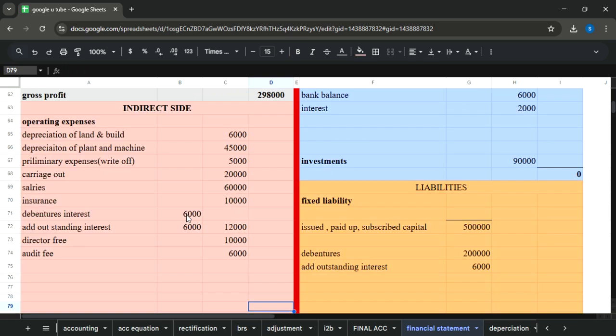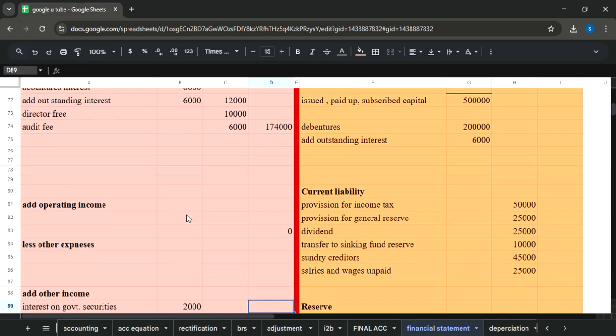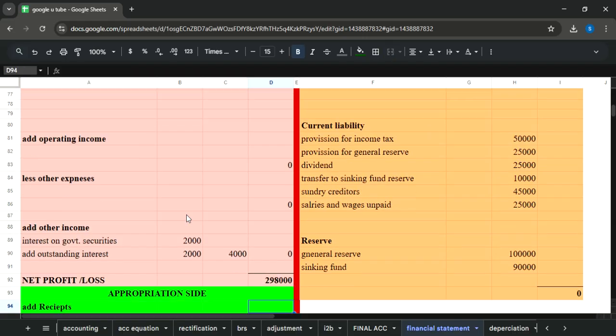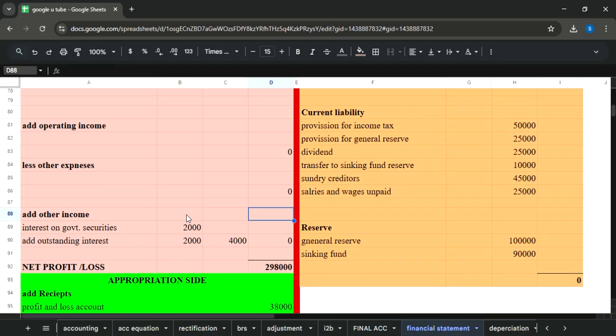Now we'll go to indirect side. Here there is no adjustment present. Everything is present on second column. While this was needed to be added, already added. So let's take the sum of all operating expenses. Done. Operating income 0, operating expense 0, and we have only one other income side.